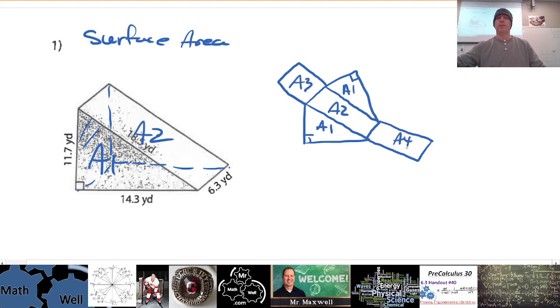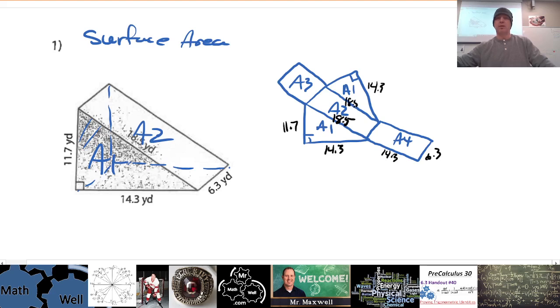Area 3, area 4. Okay, so the lengths are going to be, this is going to be 18.5 right here, 14.3, and 11.7. And this one is 6.3 over here. Because A4 is the bottom, it's going to match with A1 here. So this is going to be 14.3 here. This is also 14.3.